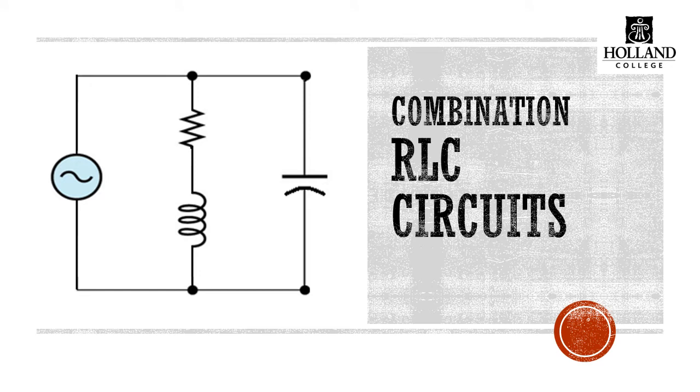Let's take a look at our combination circuits. An RL combo by itself, as in this particular diagram, is probably one of the most common circuits in electrical, because any sort of inductive circuit, whether that's a motor or a transformer, has both resistance and inductance. So it works out to be an RL series combination.